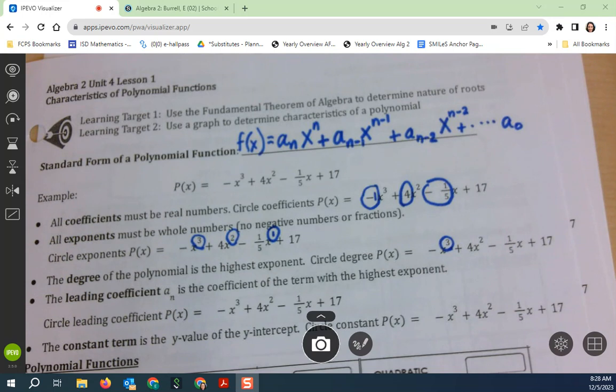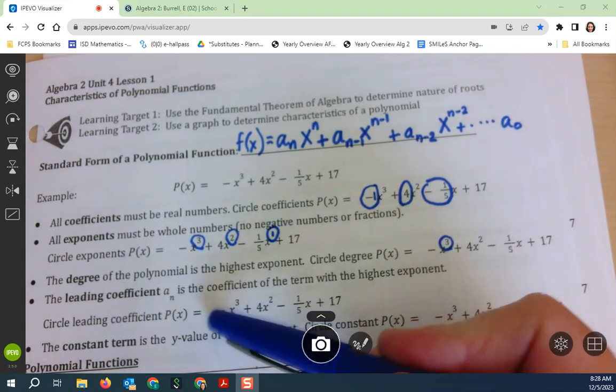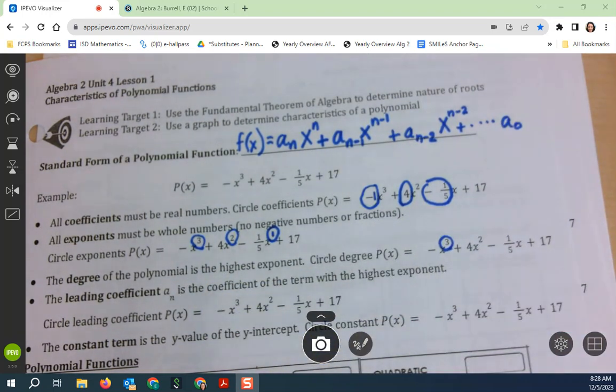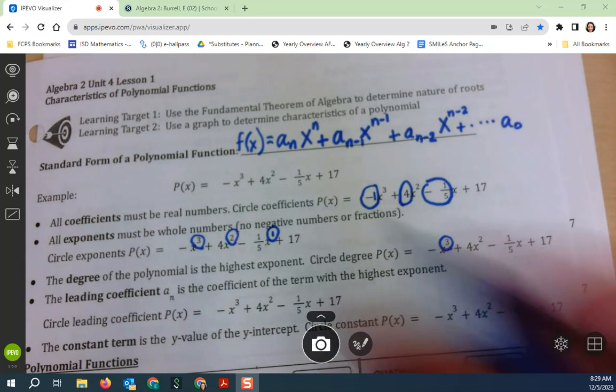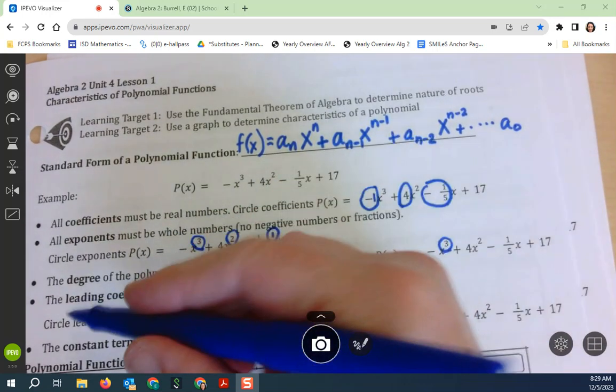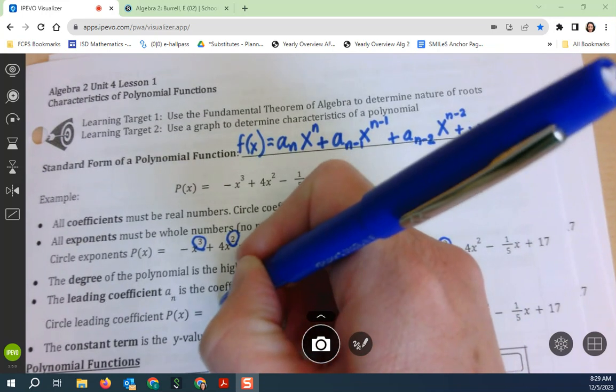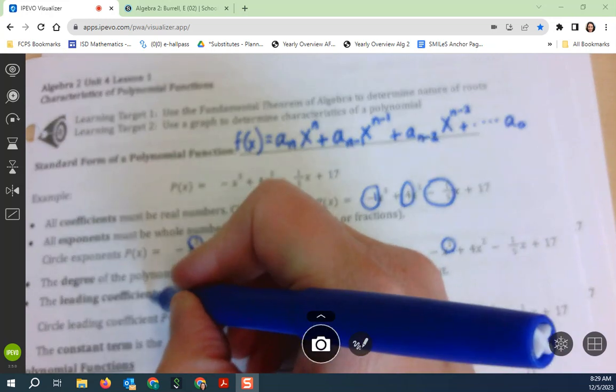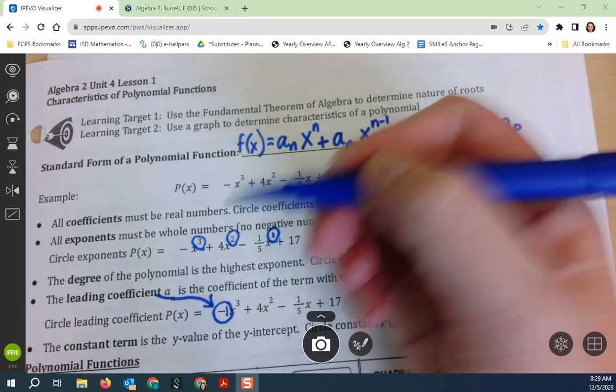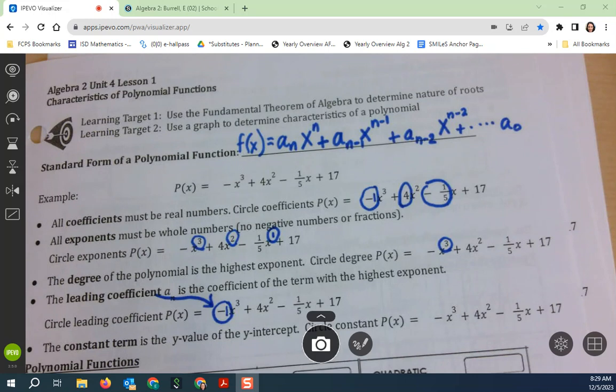Leading coefficient is the coefficient of the term with the highest exponent. So the term with the highest exponent is this one, negative x to the 3rd. And from that term, what is the coefficient? We said it already. What was it? Negative 1. So for the degree, you find the biggest exponent, but for the leading coefficient, you don't take the exponent, you take the number in front, the coefficient. So that's called the leading coefficient. We also can talk about the leading term. The leading term would be the whole negative x to the 3.